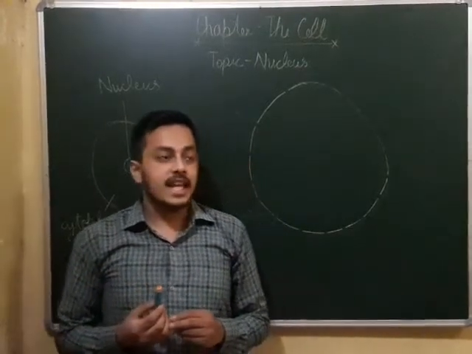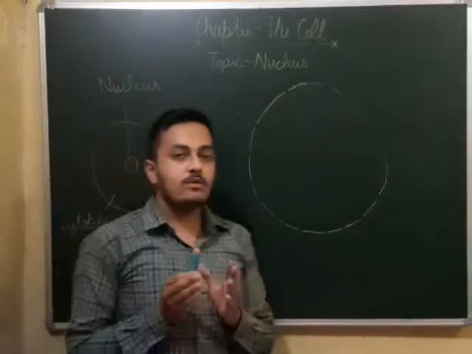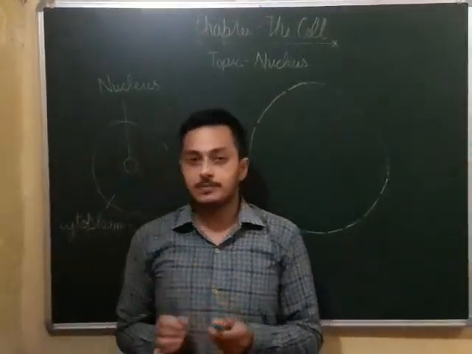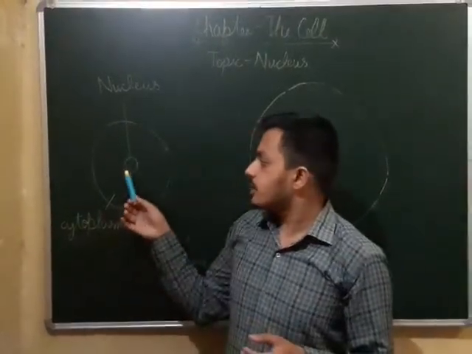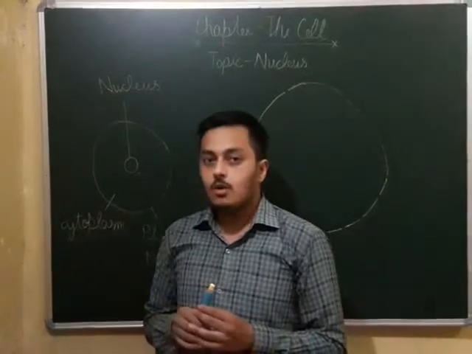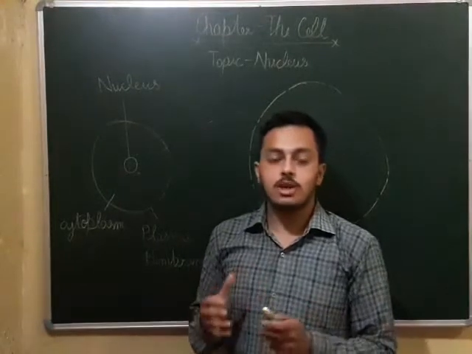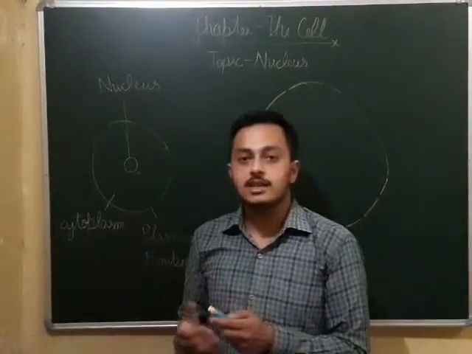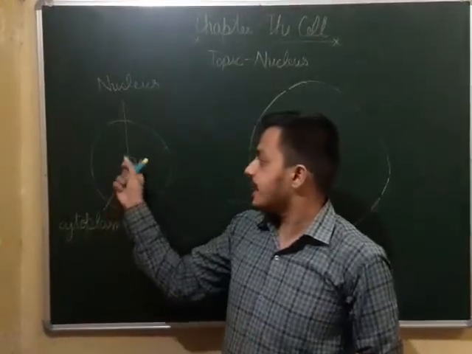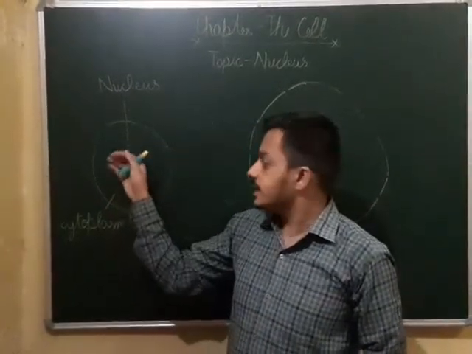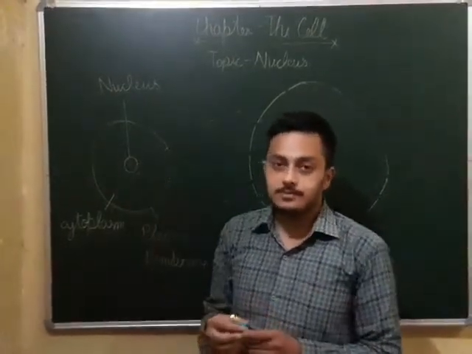Next important part is how and where this nucleus is located in the cell. In the animal cell, this nucleus is located at the center of the cell. While in the plant cell, we have a large vacuole. What is a vacuole? We will discuss it later. But in the plant cell, because of the large vacuole, this nucleus gets shifted to any side inside the cell only. The nucleus lies inside the cell.